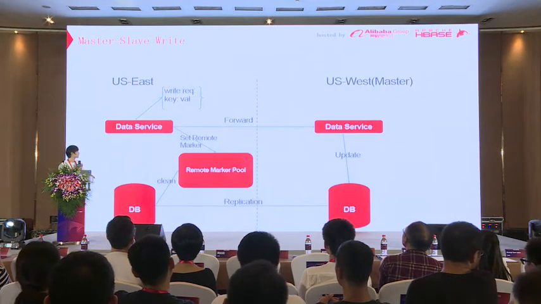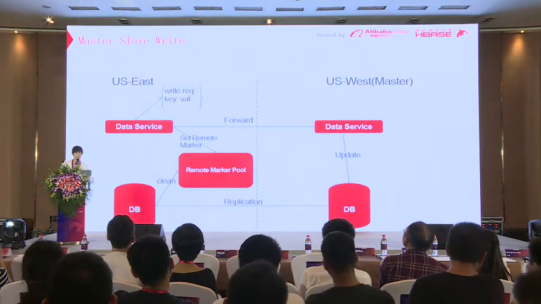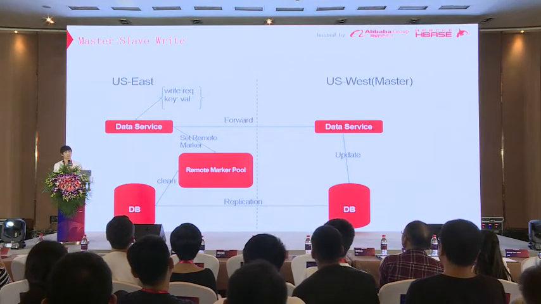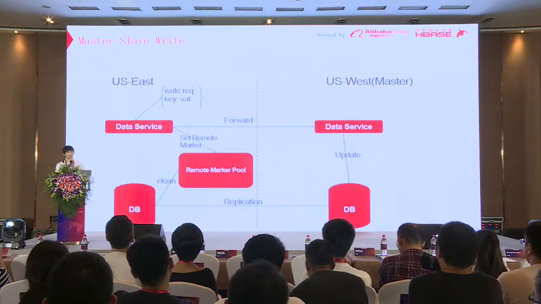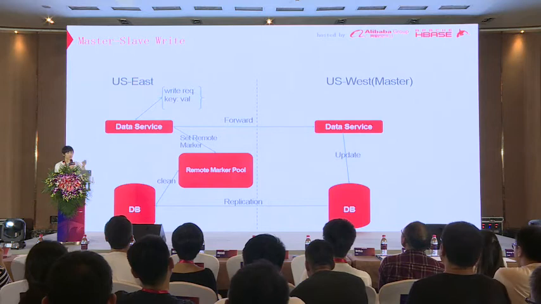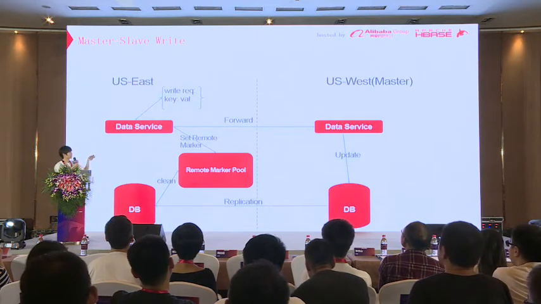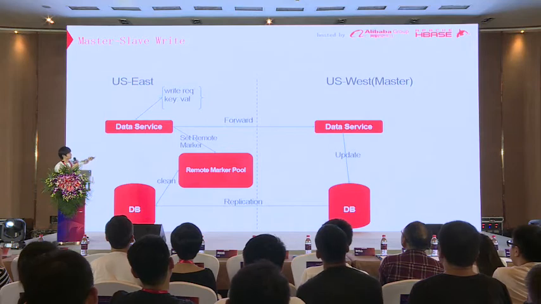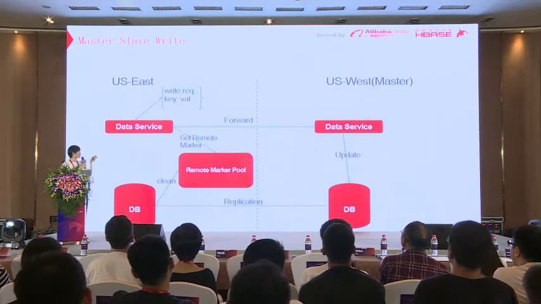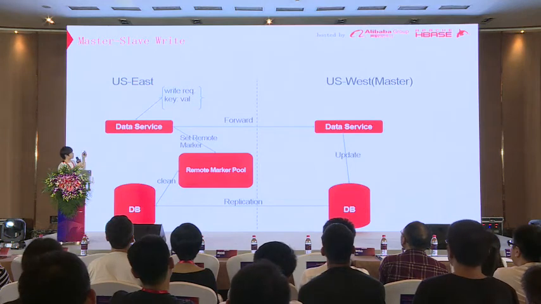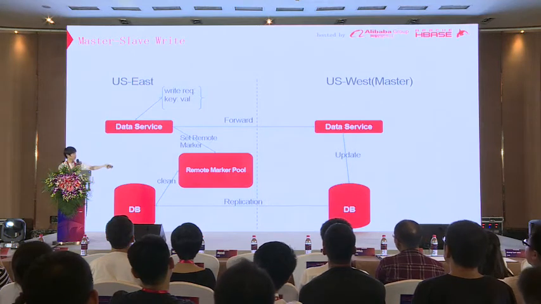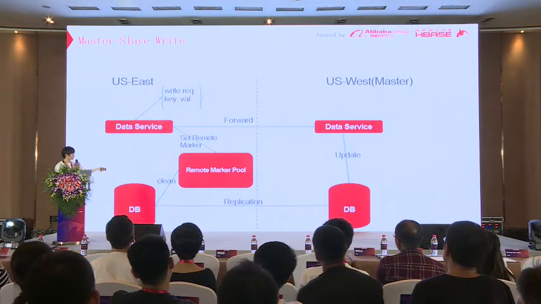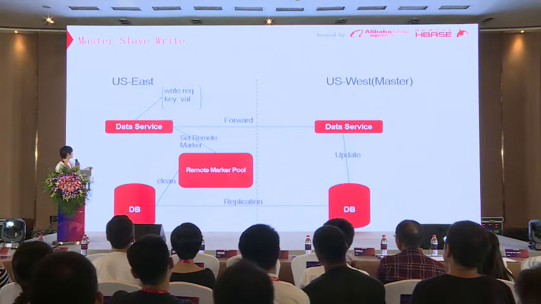Another pattern is called master-slave. For example, this is for most cases like competing for a primary key. Like when you sign up with an email and username, it has to be unique globally, so we have to provide master-slave. For example, if the West is the master and a write request is forwarded to US East, the data service will forward the whole request to the West data service, and it updates the West database. And the database will have one-way replication to the East database.